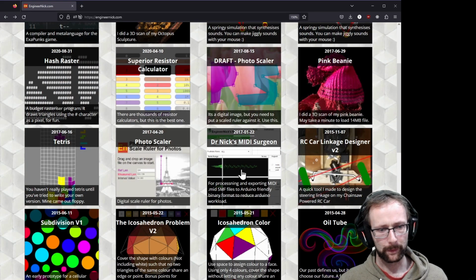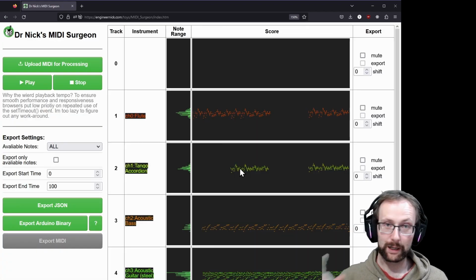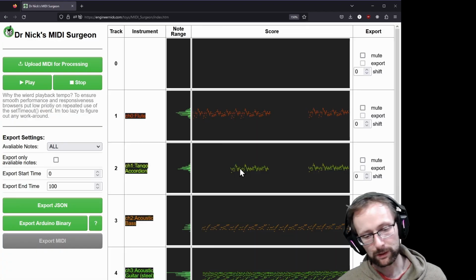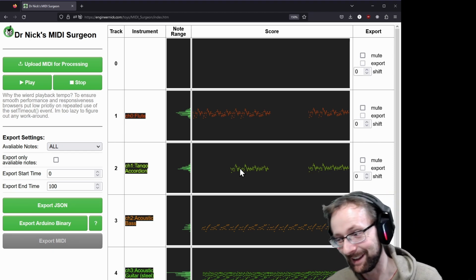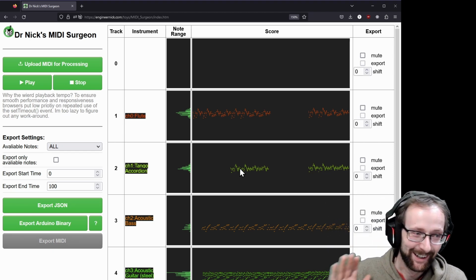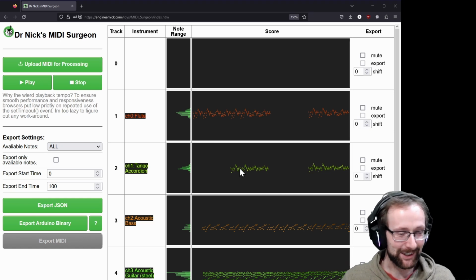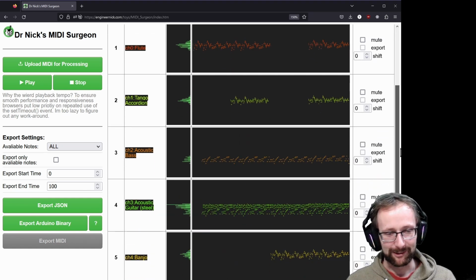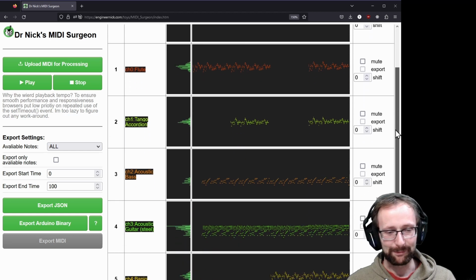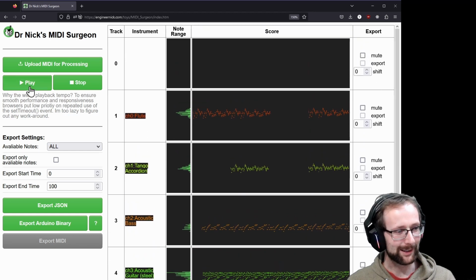Let's move on. There we go. Dr. Nick's MIDI surgeon. So, fun fact, I was going to call this the MIDI fiddler, but then I changed that name after just a moment thinking about it. So it's got a MIDI file uploaded to it by the look of it. I probably don't own the rights to that. Let's see if it plays. No playing.